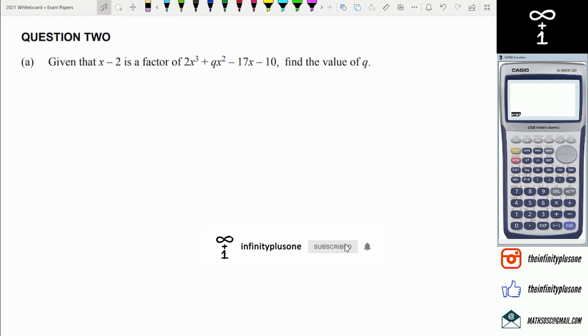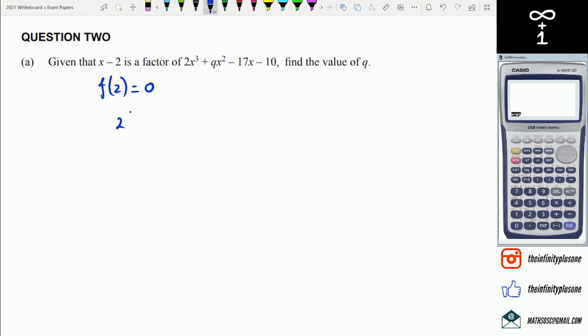Alright guys, so we are going off to question number 2 here. So question number 2, what we've got is, given that x minus 2 is a factor, we've got to try and find the value of q. So remember that if x minus 2 is a factor, then we can say that f of 2 is equal to 0. So all you got to do is substitute wherever x is equal to 2 and put this whole equation equal to 0 and figure out what q is.